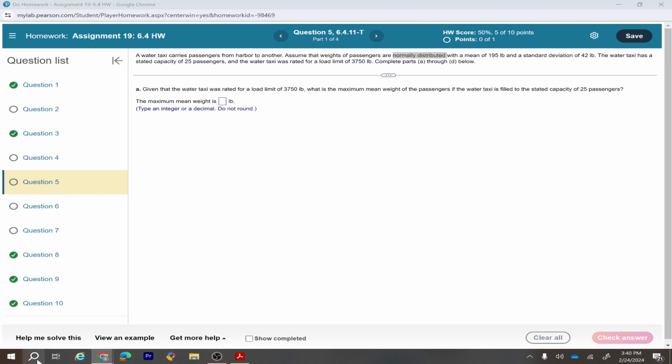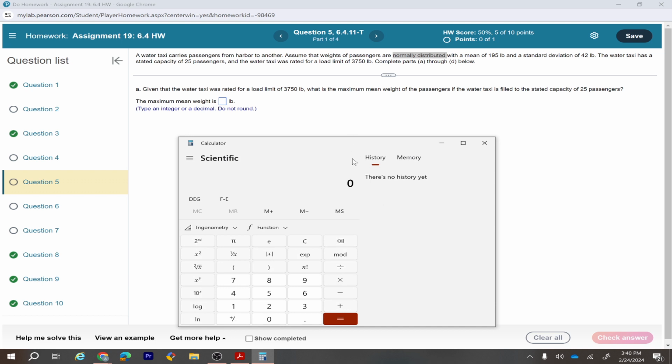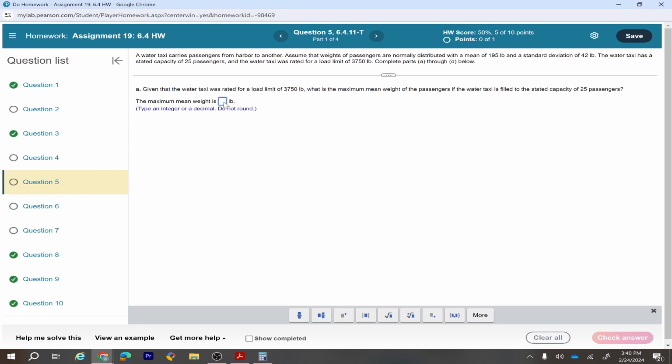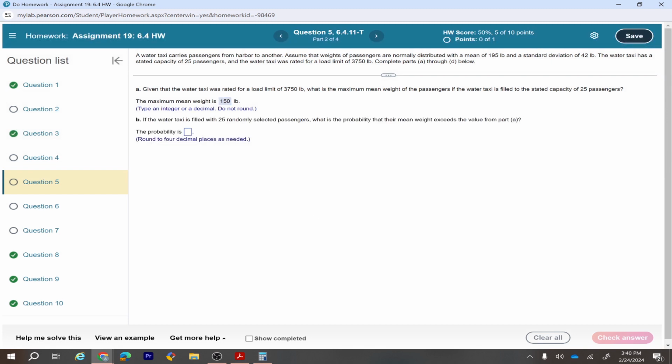So keep in mind, if you have a maximum capacity of 3,750, and there are 25 passengers, then the mean weight would be that number divided by 25, and that's 150. That's the maximum mean we can take. And if the water taxi is filled with 25 randomly selected passengers, what is the probability that their mean weight exceeds the value from part A?